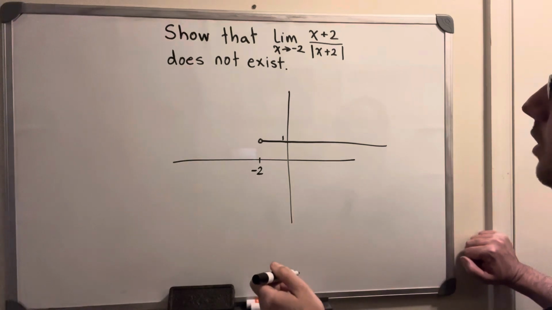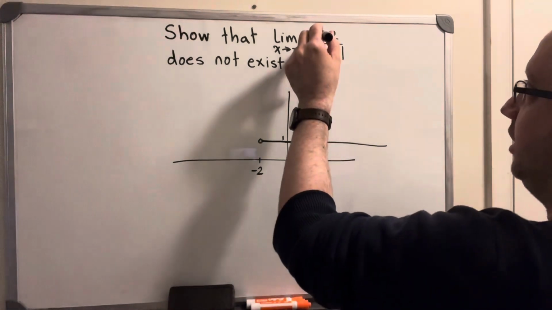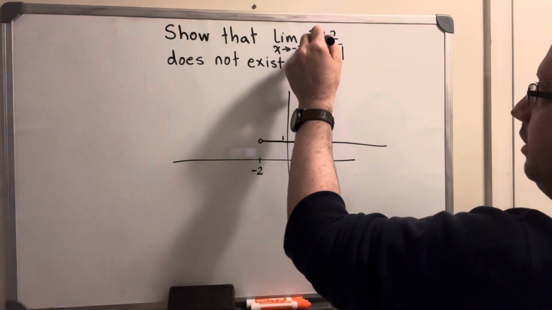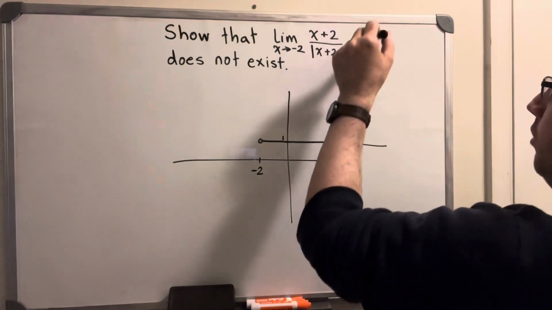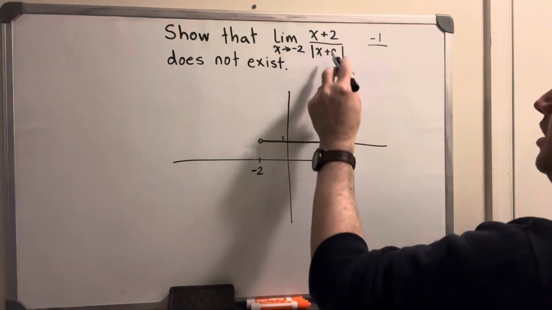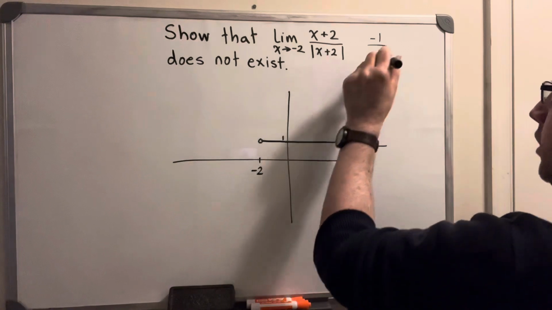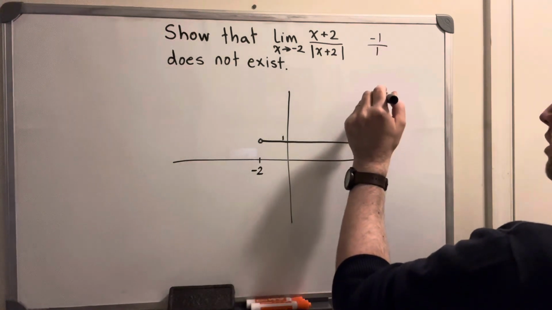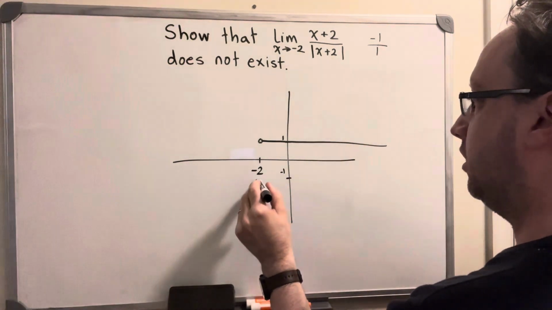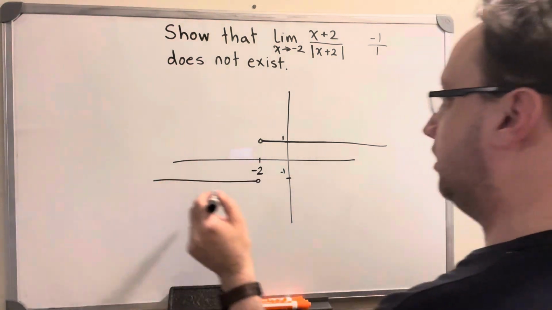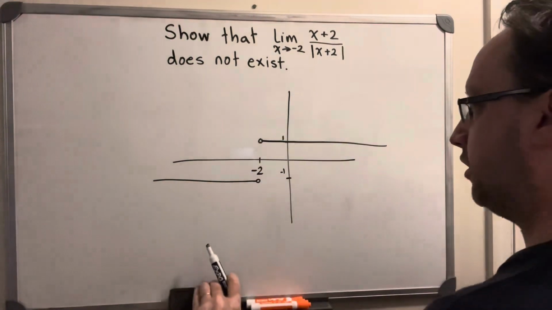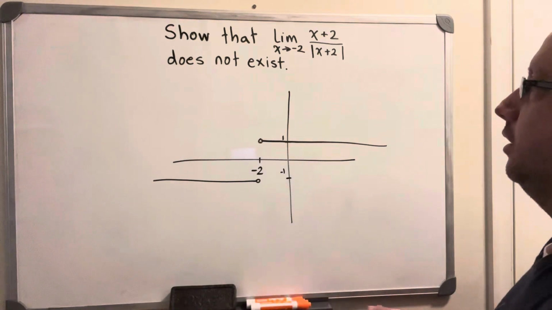Now, if x is less than negative 2, for instance, say negative 3, negative 3 plus 2 is going to be negative 1. The absolute value of negative 1 is 1. So this is negative 1. So this is what this function looks like. And we're talking about this right here.